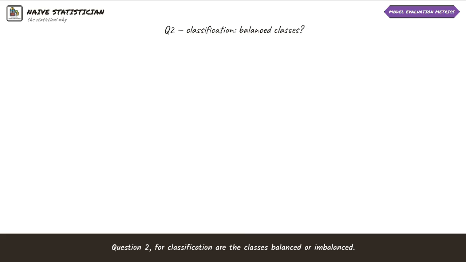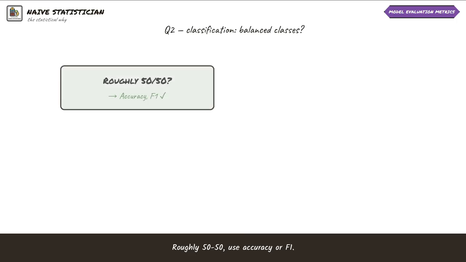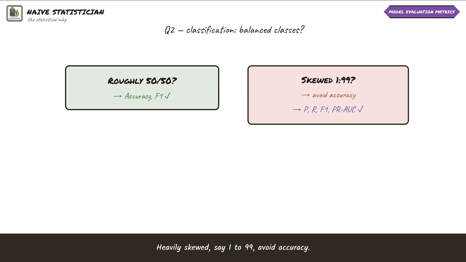Question 2. For classification, are the classes balanced or imbalanced? Roughly 50-50? Use accuracy or F1. Heavily skewed, say 1 to 99, avoid accuracy. Use precision and recall, F1, PR-AUC.